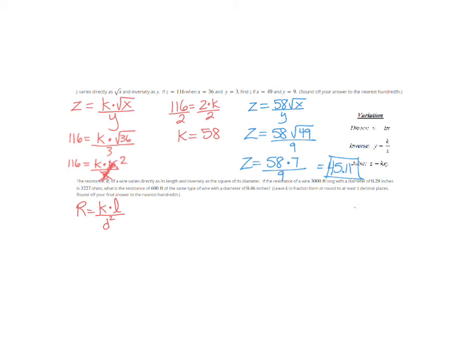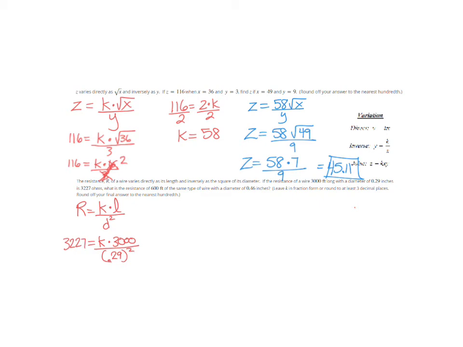Then let's fill in numbers so we can figure out the constant for this problem. So the resistance of a wire 3,000 feet long. Okay, that's the L. With a diameter of 0.29 inches, so it's going to be 0.29 squared, is 3,227 ohms. I slow read these, so that's the resistance. The resistance of a wire that's that long and has that diameter is, and resistance is measured in ohms. So my goal here then is to solve for K.